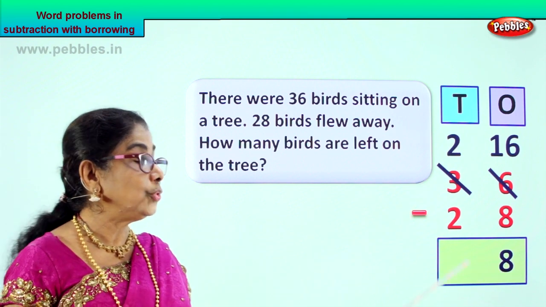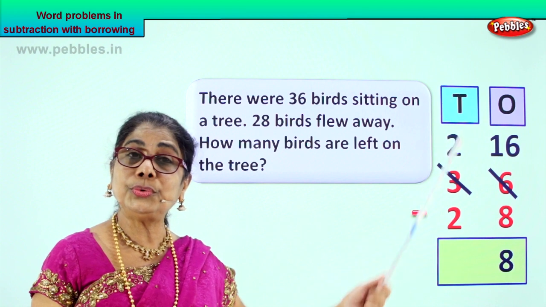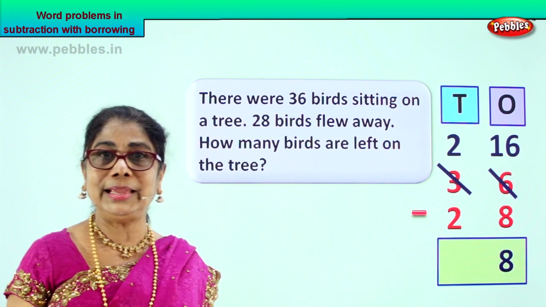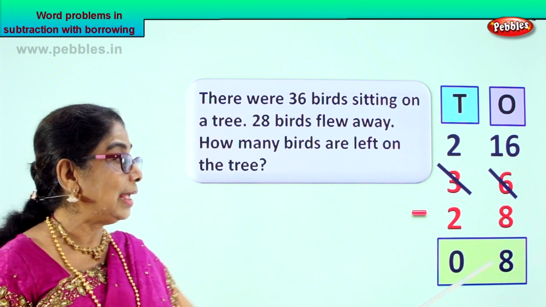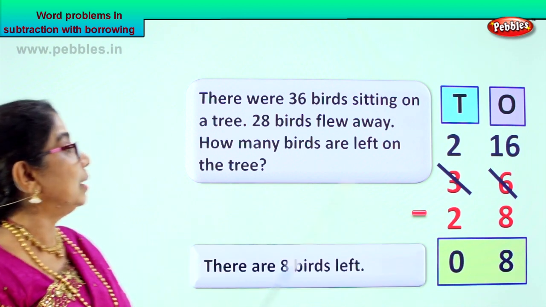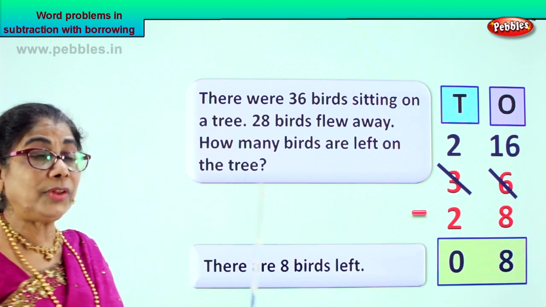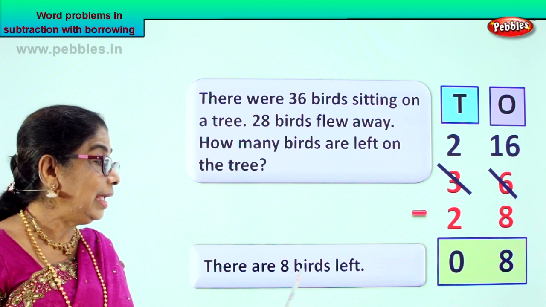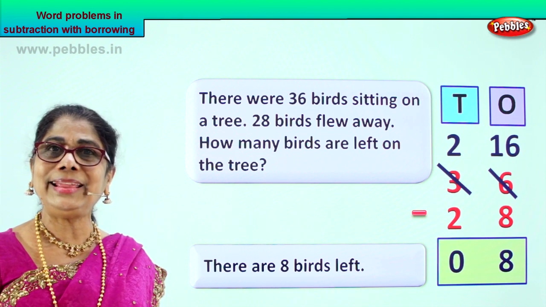2 minus 2 is 0. 2 take away 2 is 0. So, your answer is 8. What is your answer? How many birds are left on the tree? There are 8 birds left on the tree.